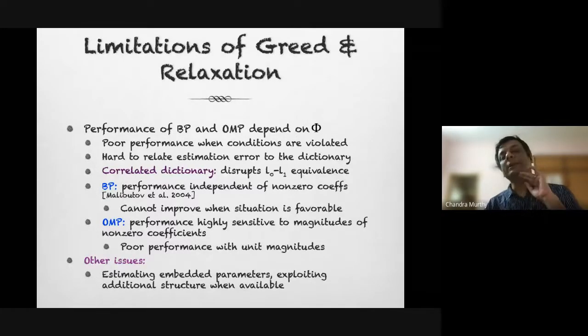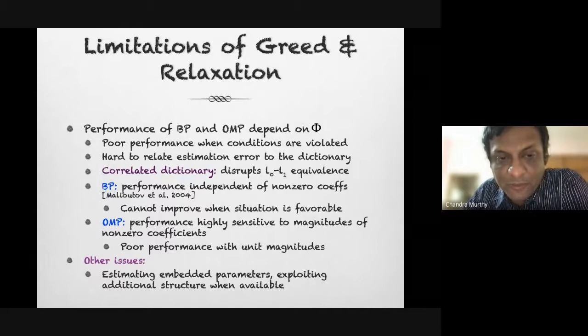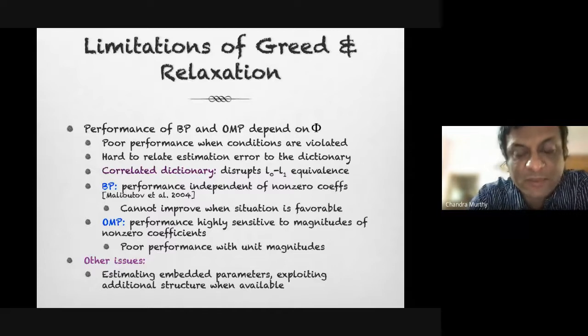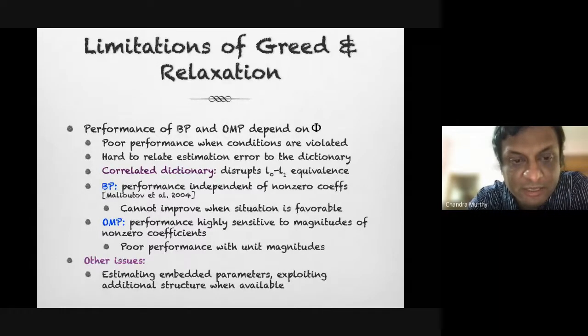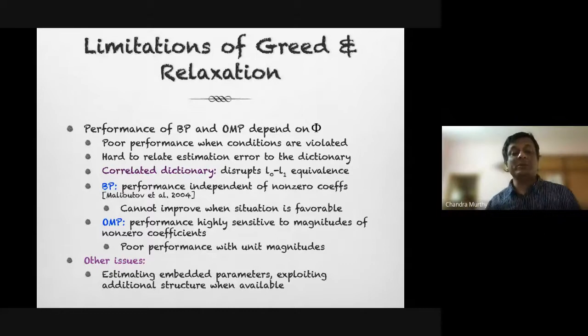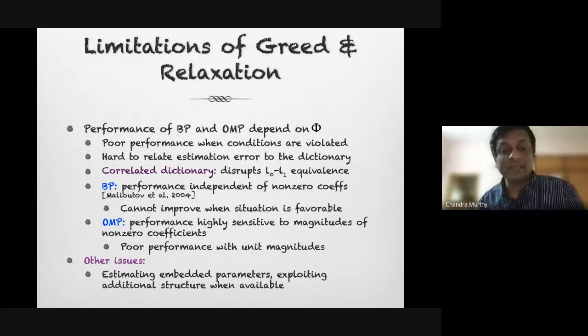Okay, so this is not the end of the story. The performance of these algorithms, basis pursuit and orthogonal matching pursuit, and the other algorithms I presented on my previous slide, depends on the measurement matrix Phi. And you often end up with poor performance when those conditions are violated. Another issue is that it's hard to relate the estimation error to the dictionary or to the sparse vector that you're trying to estimate. And further, when you have a dictionary with highly correlated columns, that disrupts the L0, L1 equivalence, making it harder to analyze the performance of these algorithms.